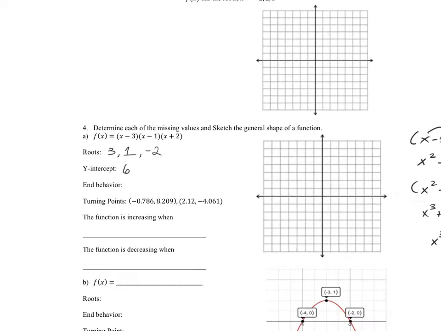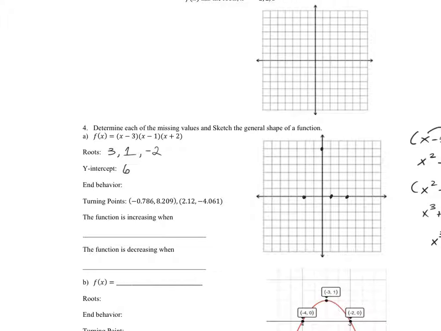Alright, so the next thing we're going to do is graph the equation. We have the y-intercept, we have the roots, and we also have the turning points. We need to graph all of them. So, let's start off with the roots. We're going to graph positive 3, positive 1, and also negative 2. And now we're going to have to graph positive 6.